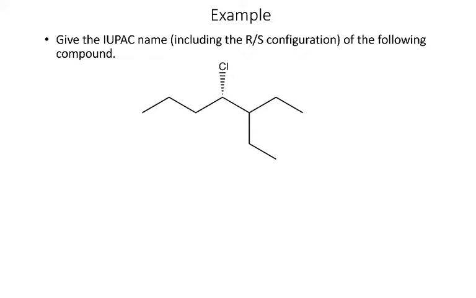Okay, so we want to give the IUPAC name of the following compound. We want to also give the R and S configuration for any chiral center. So just like any other molecule, the first thing I want to do is determine the parent chain. So I have 1, 2, 3, 4, 5, 6, 7, or 1, 2, 3, 4, 5, 6, 7. So it doesn't matter which way I go. My longest chain will be 7. So I have a heptane. All right, and I want to decide which end to number from. So if I were to start from this end, I'd have 1, 2, 3, 4 for my first substituent versus 1, 2, 3. So I want to start numbering here.